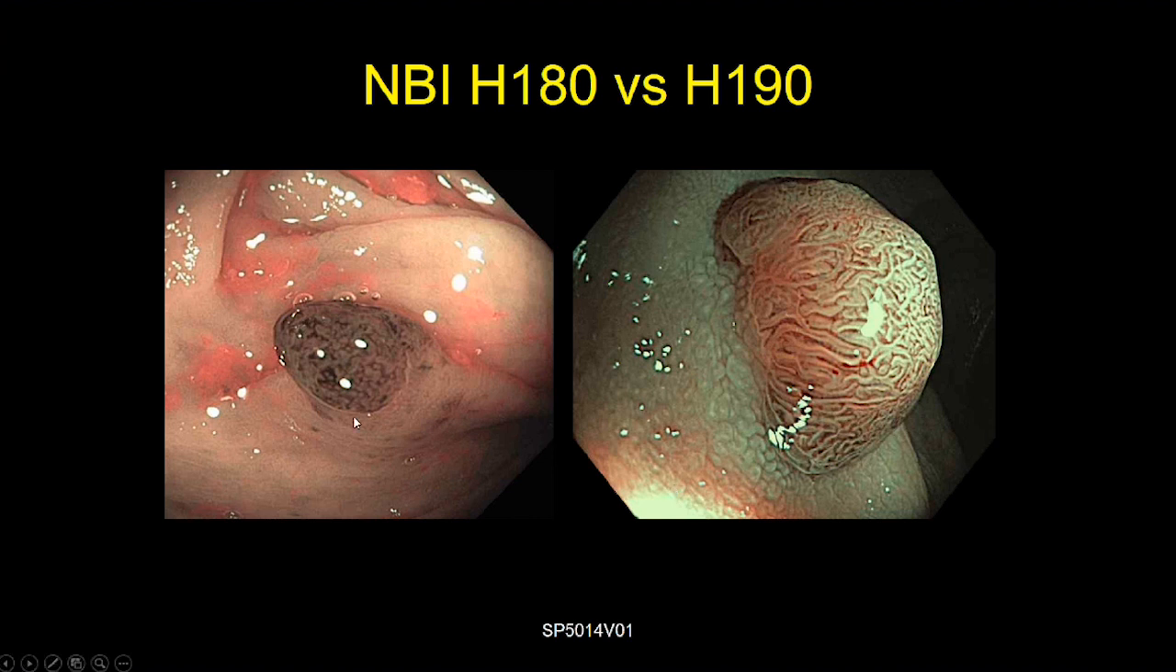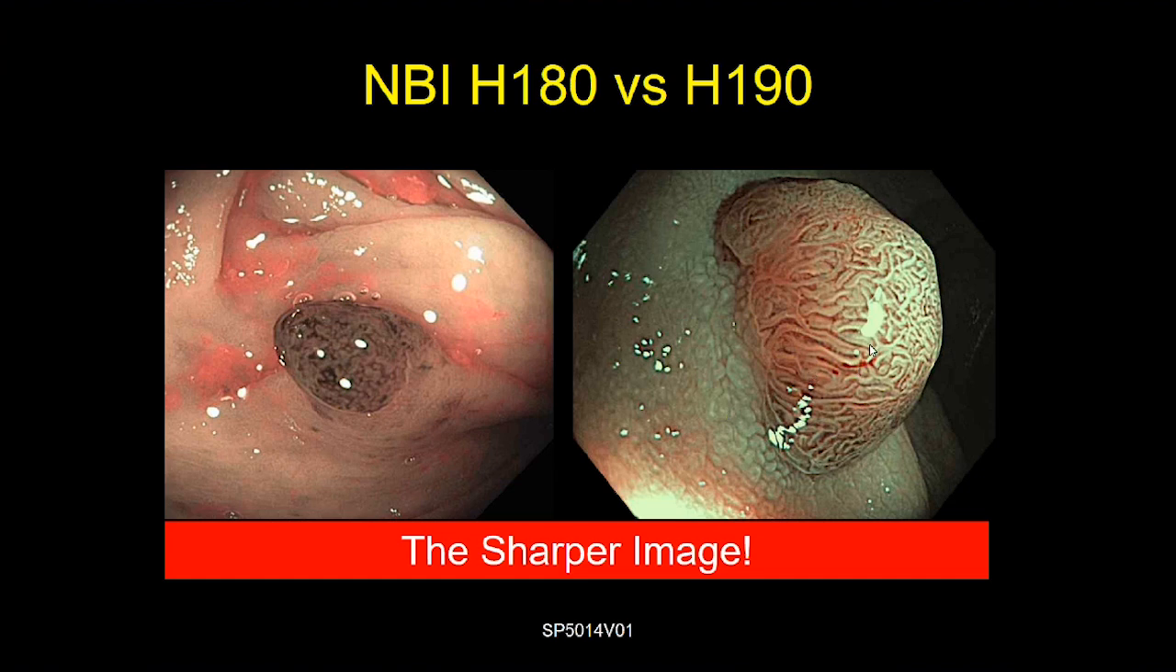On the left, we have a beautiful adenoma by histology on a 180 colonoscope, and on the right, we see an image using the H190 colonoscope, and I'll leave it to you to see which might be the sharper image.